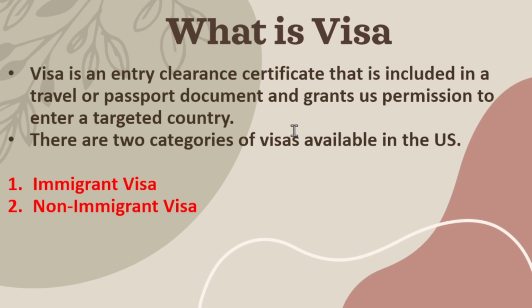Today we discuss visa status. So what is a visa? A visa is an entry clearance certificate that grants us permission to enter a targeted country. In the United States, there are two categories of visa availability: one is immigrant visa and the second is non-immigrant visa.